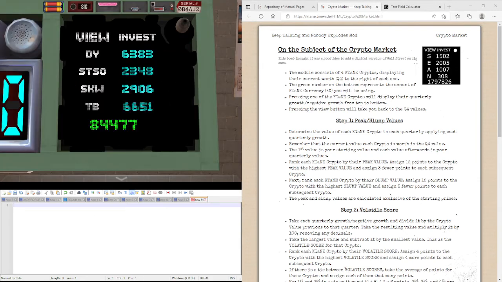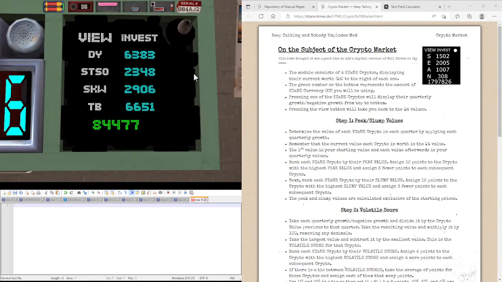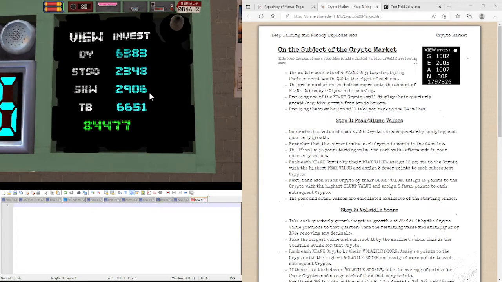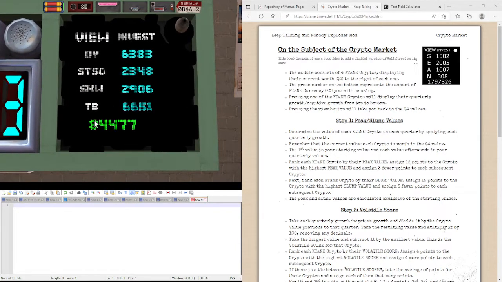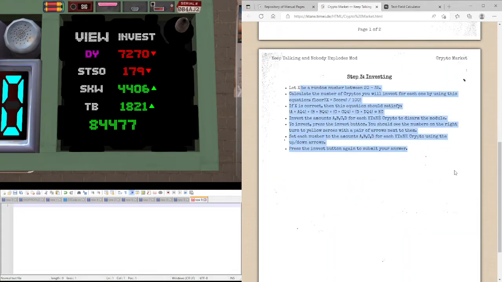Hello guys, Exter here, and welcome to the crypto market. The aim of this module, which is quite a long one, is we're going to figure out how much crypto we're going to invest in each of these four things. So, we currently have the current worths, Q4. When we click on these, we get changes in value. We're going to calculate, go backwards to find out what the starting value is, to get peak and slump values, then find a volatile score, and then find out how to invest it.